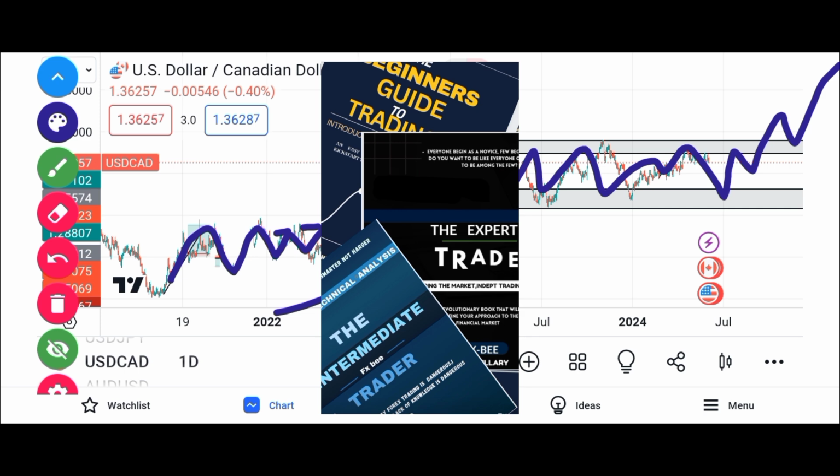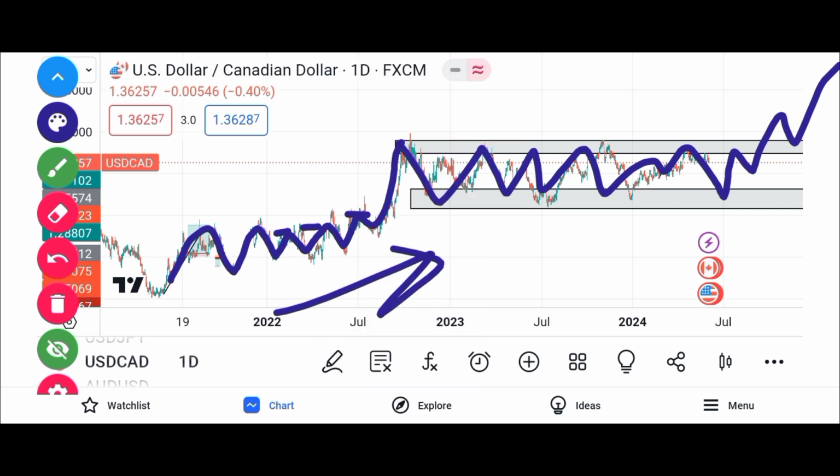This is the institutional order flow. Forget about all those things you see online. Just leave all those stupid strategies. Forget about it. This is what's happening.